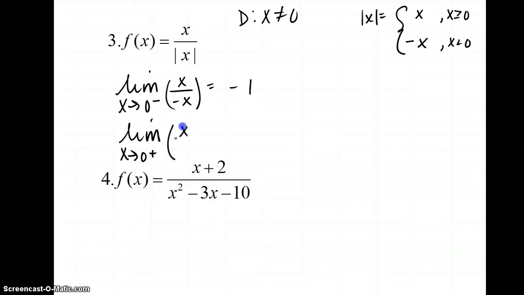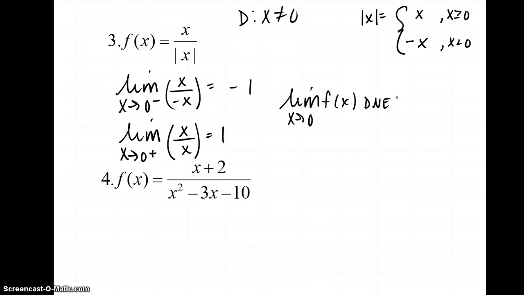The limit as x approaches 0 from the right-hand side, any number greater than 0, the absolute value doesn't affect. So the absolute value is equal to positive x. The limit does not exist because the one-sided limits are not the same value. Therefore, my discontinuity is non-removable. Where does it occur? It occurs at the domain restriction of x is equal to 0.